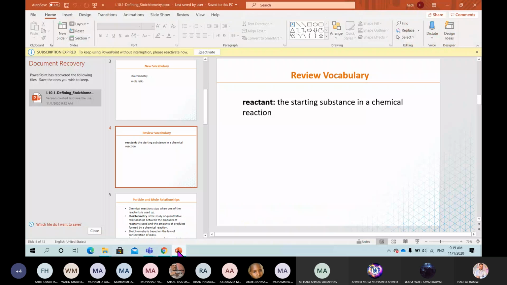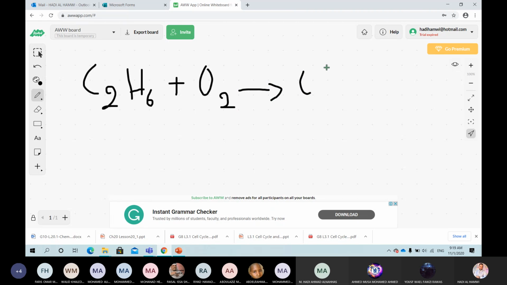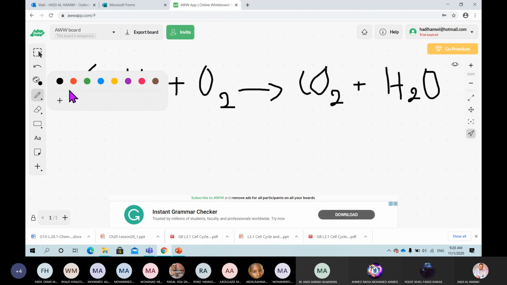Okay, so as we said, reactants are the starting substances in a chemical reaction. Let's say we have C2H6 plus O2 gives CO2 plus H2O. Okay, so this is a chemical reaction. We call it combustion, if you remember.